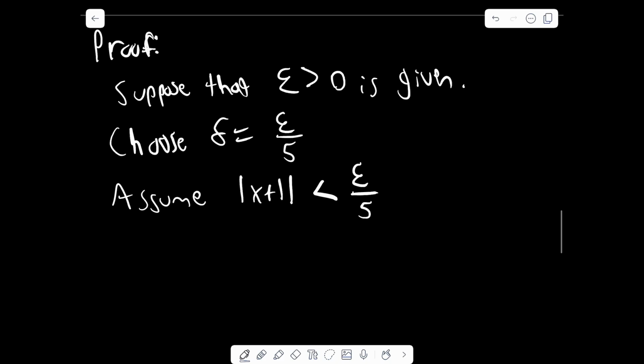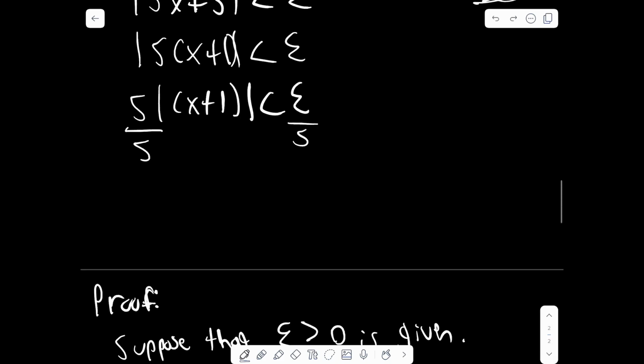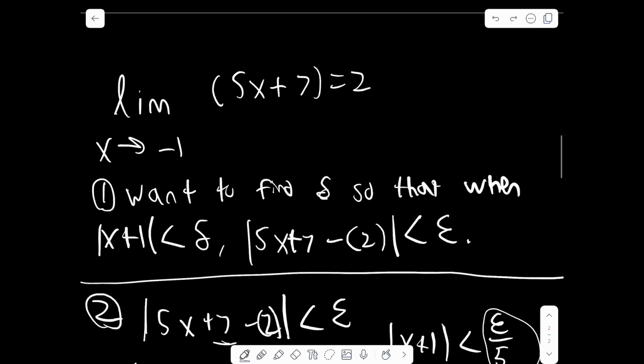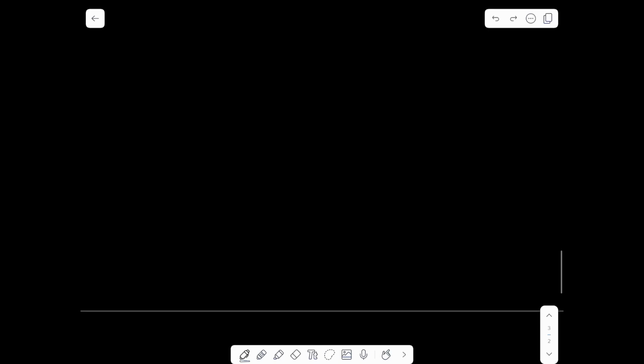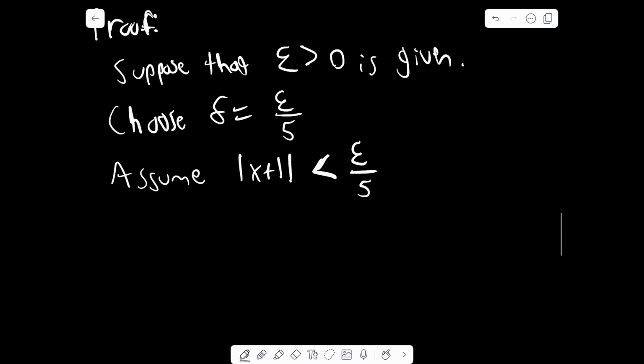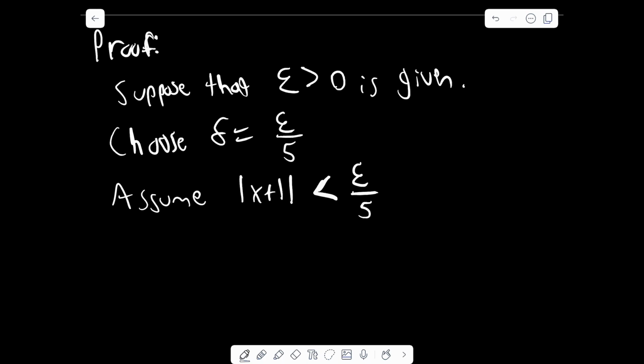The reason that this is true right here is because up here, it says the absolute value of x plus 1 is less than delta. We just sub the epsilon over 5 for our delta. So that's all that's going on there. Pretty simple to understand. If not, ask me in the comments. I'll help you out. But okay, so these are the pre-steps for our proof.